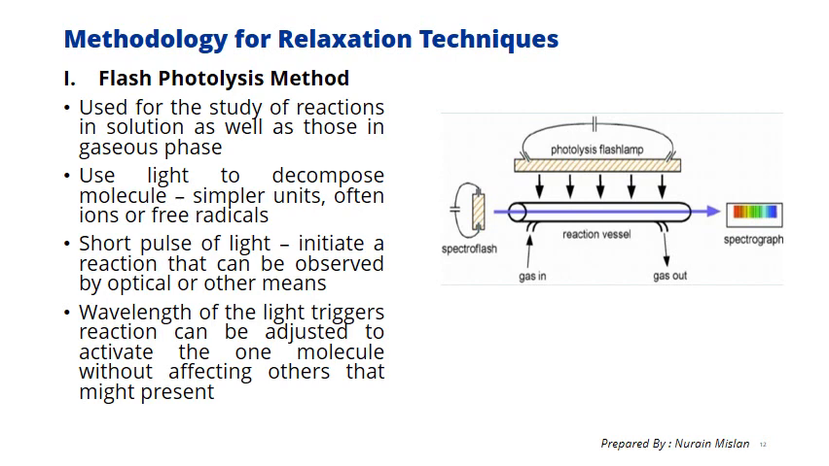The flash photolysis method is used for the study of reactions in solution as well as those in the gaseous phase. This method uses light to decompose molecules to simpler units, often ions or free radicals. Short pulses of light will initiate a reaction that can be observed by optical or other means, and the wavelength of the light that triggers the reaction can be adjusted to activate one molecule without affecting others that might be present.